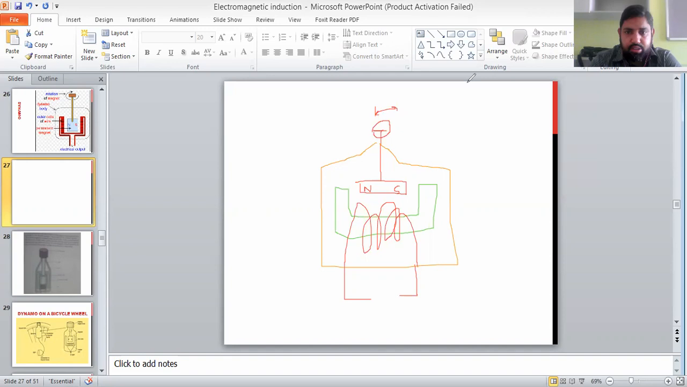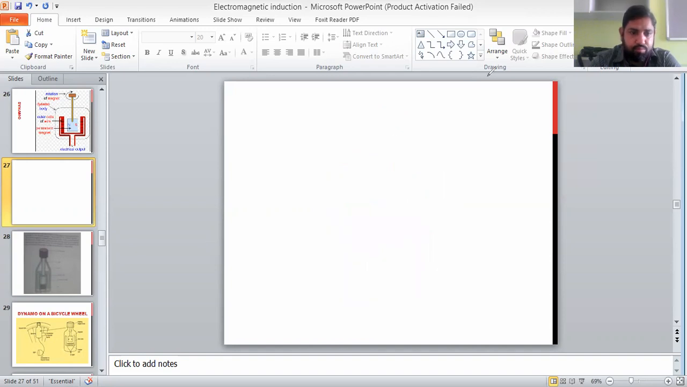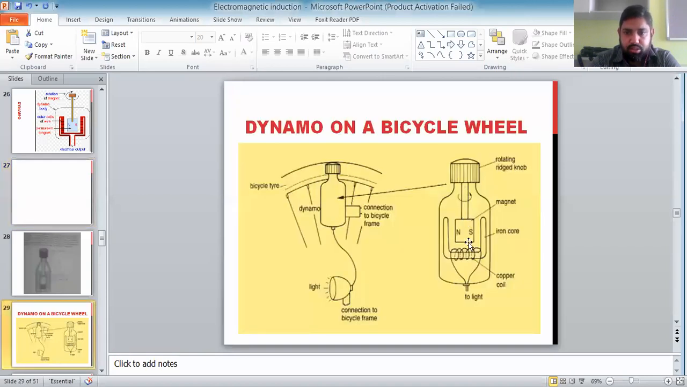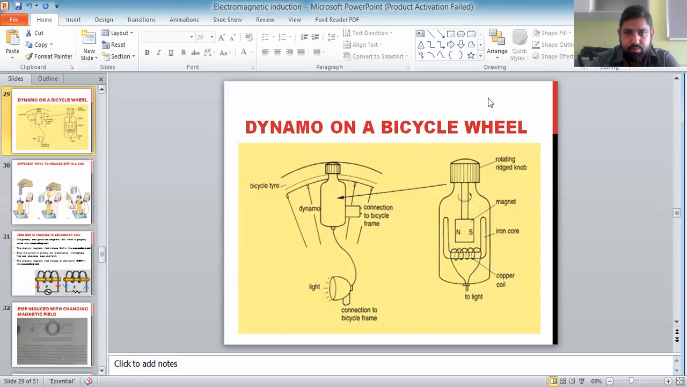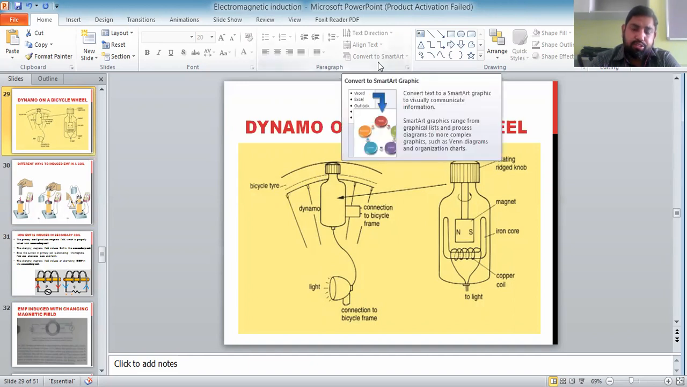Okay, you can see how it is being used in a bicycle. This is a dynamo and it can be used against the wheel of the bicycle. So that's what we'll be discussing till here. I guess we have discussed the waveform and how it will change if we change the factors. So that will be all for the AC generator.